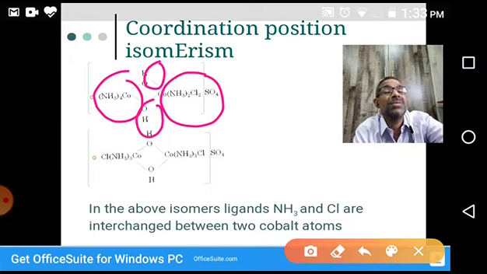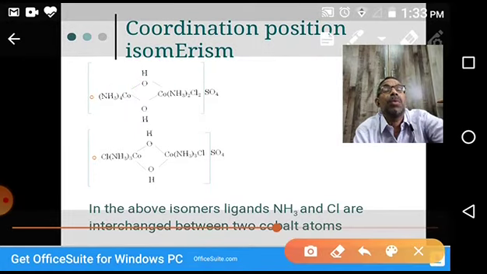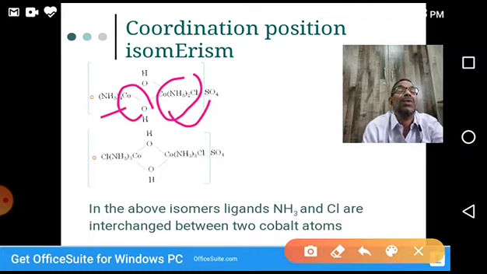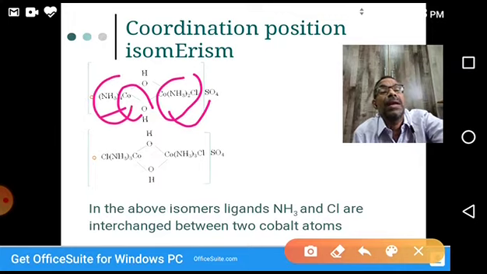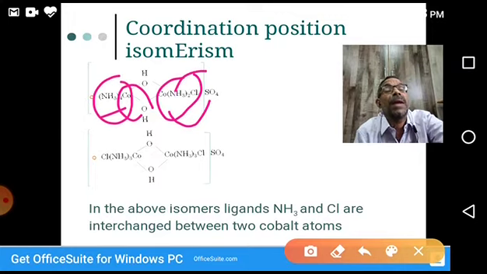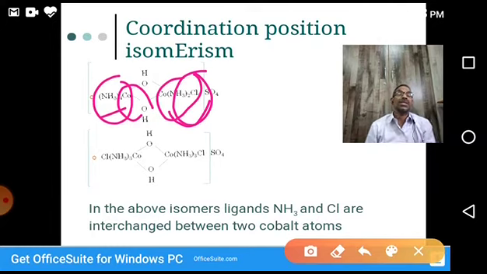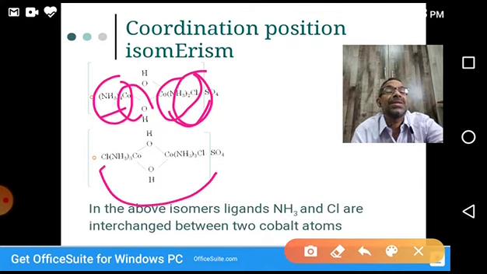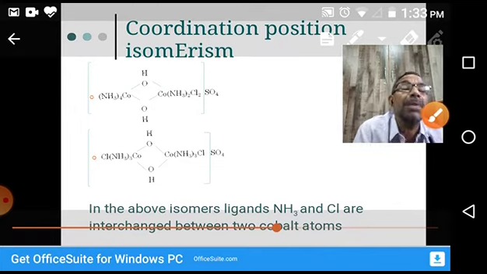So in this case, what is happening? Observe carefully. This cobalt is linked to 4 ammonia. In this cluster, cobalt is linked to 2 ammonia and 1 chloride. That is the difference. In one case, 3 ammonia ligands are linked; in the other, only 2 amine ligands and 1 chloride ligand. So in coordination position isomerism the ligand is changing. Here, one chloride is shifted from there to here. That's why it is coordination position isomerism.